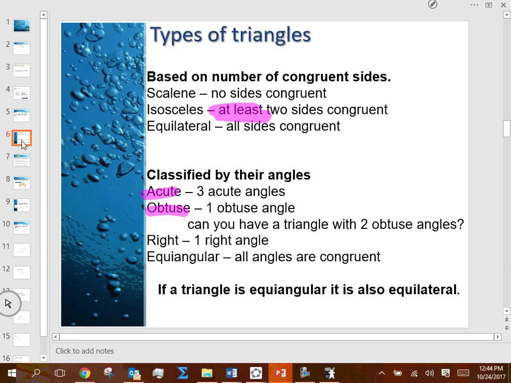Okay. Equiangular means all angles are congruent. And for triangles, this is only true for triangles right now. If it's equilateral, it's also equiangular. And that's actually a kind of a 2-way street. If it's equiangular, it's equilateral. If it's equilateral, it's equiangular. Okay? But that is only true for triangles right now. Equilateral implies equiangular for triangles.